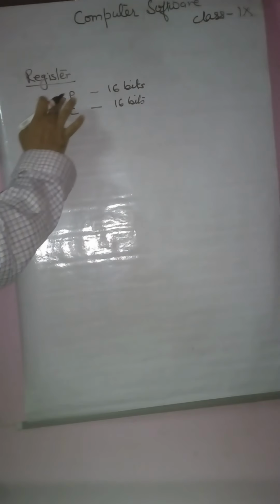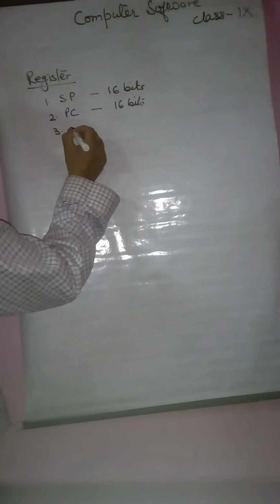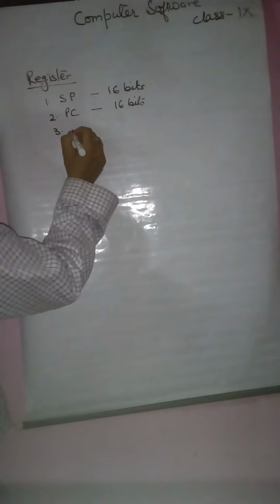It is also of 16 bits. It maintains the addresses and record of different sub processes of the current process. That's why it is known as program counter. It is a stack pointer. It is program counter.